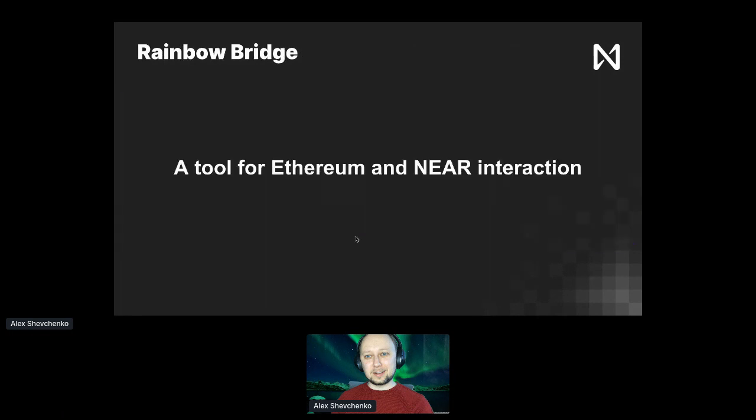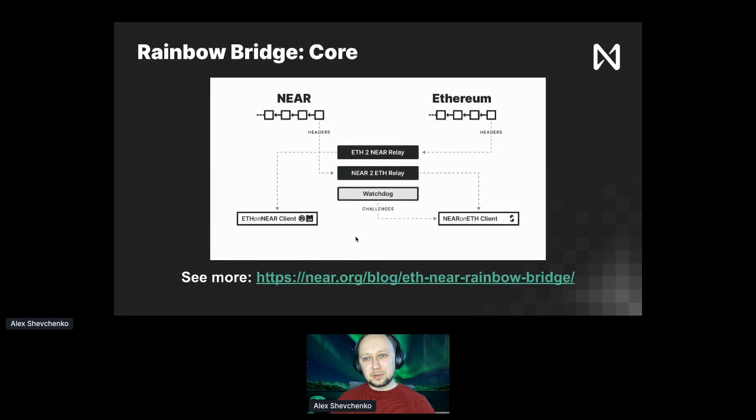What is the Rainbow Bridge? If you want a one-sentence definition, it is a tool for Ethereum and Near interaction. It's not only for the movement of tokens, but for interaction in general. This is very unique for bridges, because other bridges focus on transfers of tokens, while the Rainbow Bridge architecture gives you the ability to do much more than only that. I will not go too deep into the technical depth of the project, but just give you a sense of how it works.